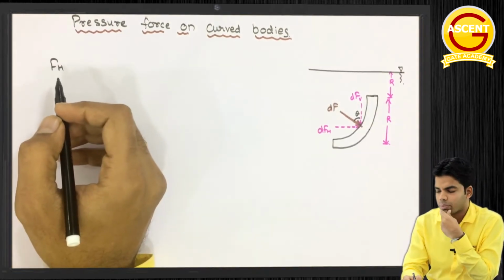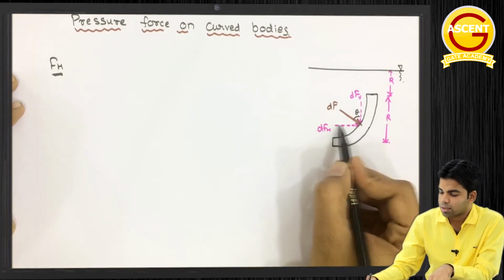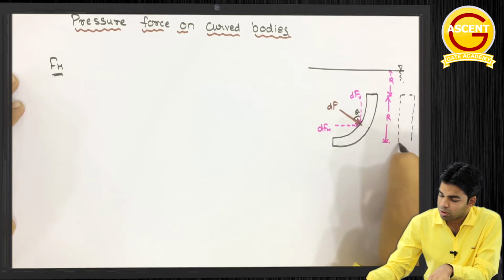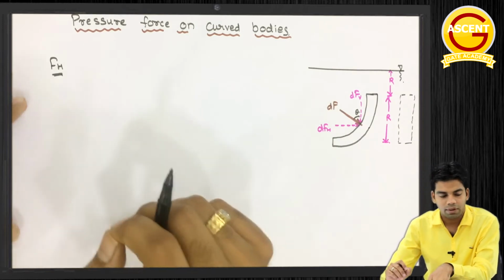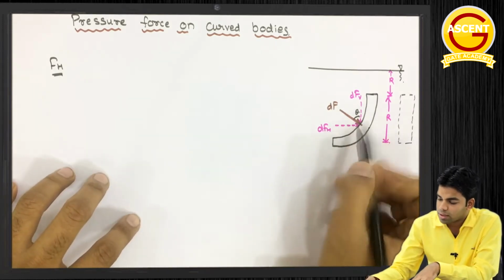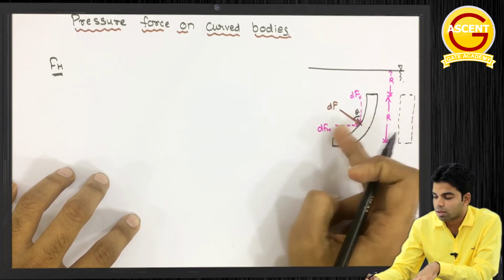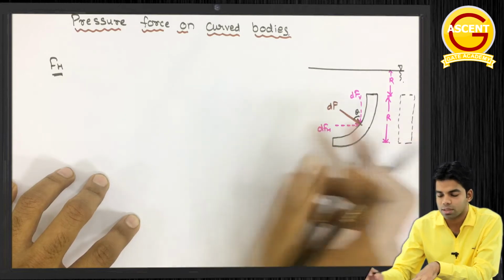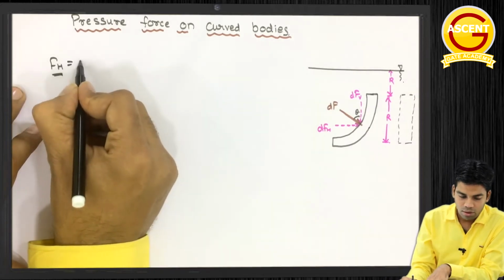Now what is this horizontal component? How can we determine it? So this Fh is nothing but, when I vertically project this curved surface, whatever force I am getting on this vertical projection, that force is nothing but the horizontal force. Okay, I will repeat it again. If I vertically project this curved surface, the horizontal force acting on this vertical projection of the curved surface is nothing but Fh.